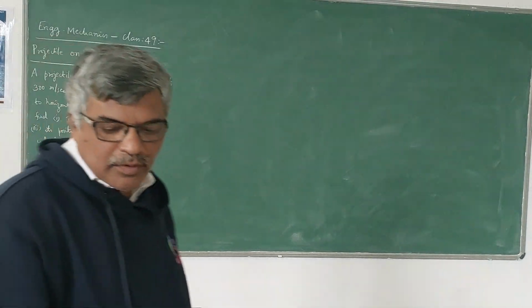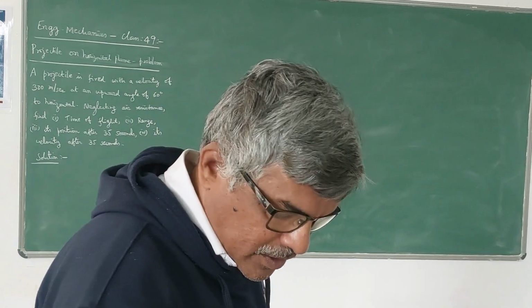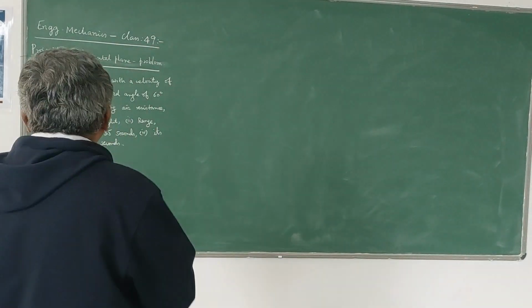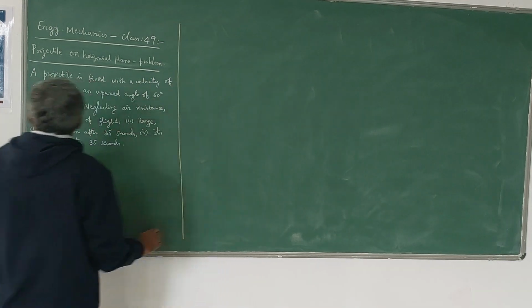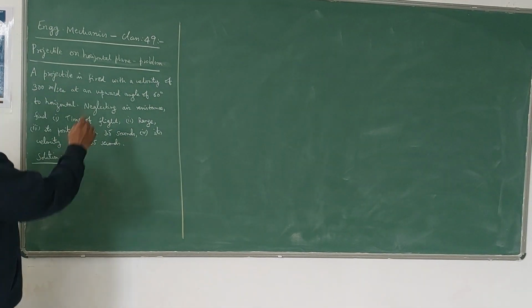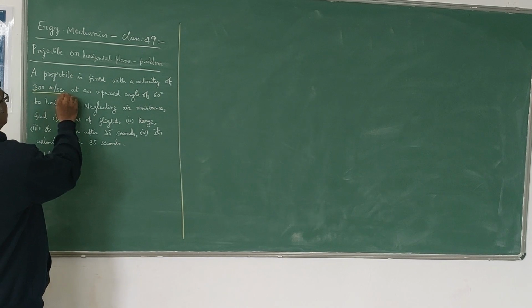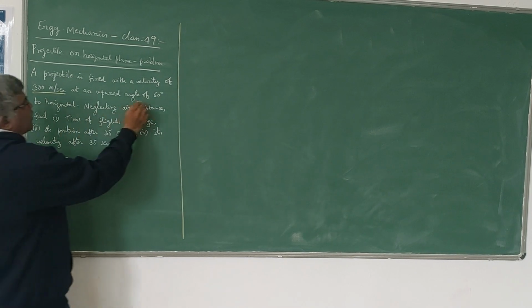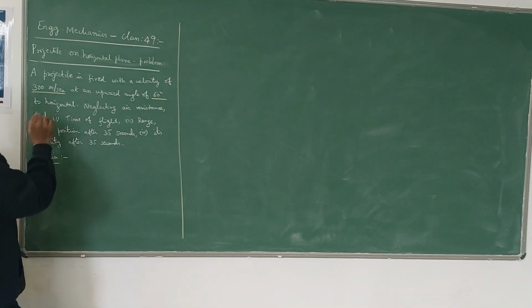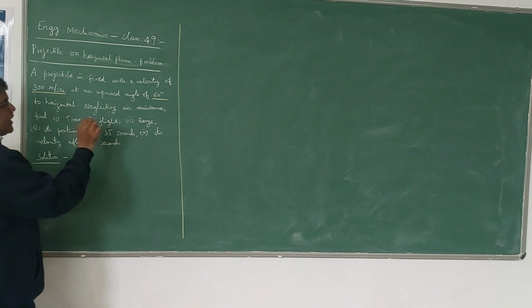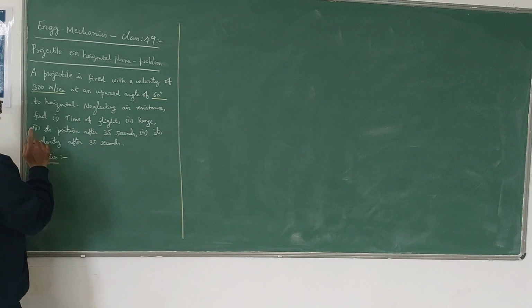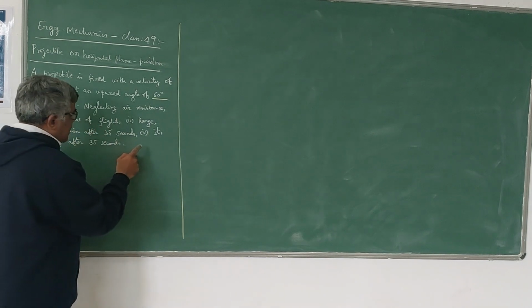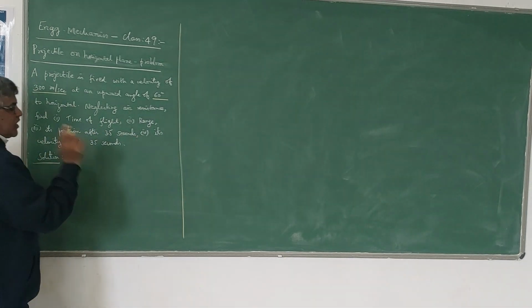We will discuss another problem on projectile motion on a horizontal plane in this class. So the problem runs like this. A projectile is fired with a velocity of 300 meters per second at an upward angle of 60 degrees to the horizontal. Neglecting air resistance, find the time of flight, range, its position after 35 seconds, and its velocity after 35 seconds.